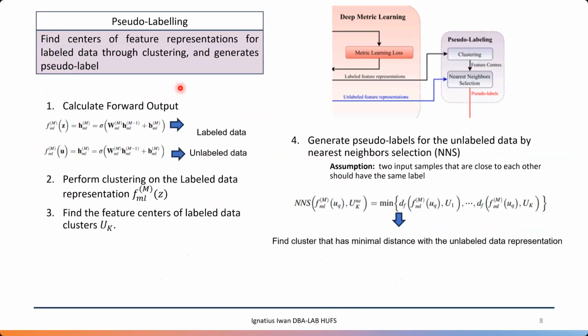And then the second component is pseudo-labeling. For pseudo-labeling, first we calculate the forward output of the labeled data and unlabeled data. And then we perform clustering on the labeled data representation to find the feature centers of those clusters. To assign the pseudo-label for each unlabeled data, we find the cluster with the minimal distance to the unlabeled data. And then the cluster with minimal distance becomes the label.